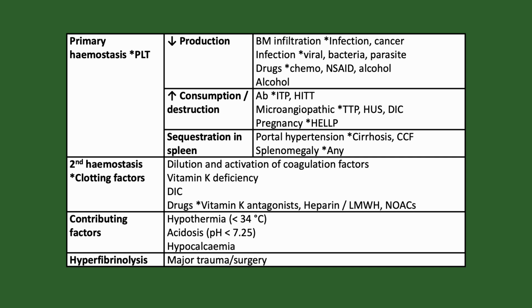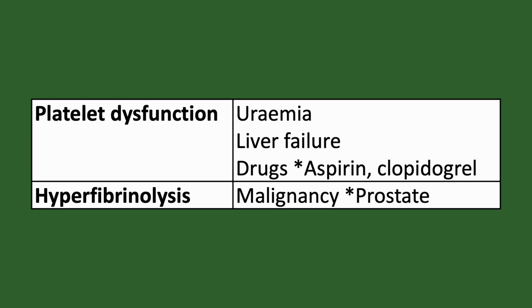Secondary haemostasis, due to the formation of clotting factors, could be abnormal due to dilution, vitamin K deficiency, DIC and a range of drugs. The contributing factors are required for activation of the coagulation cascade, so hypothermia, acidosis or hypocalcaemia can affect this, in addition to hyperfibrinolytic states, including major trauma and surgery. Coagulopathy with normal coagulation tests can occur due to platelet dysfunction in the presence of uraemia, liver failure and drugs, and hyperfibrinolysis due to malignancy.